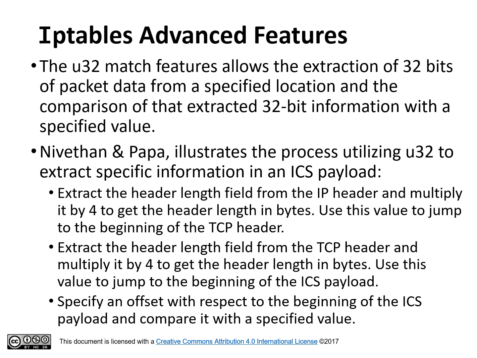Number 1, extract the header length field from the IP header and multiply it by 4 to get the header length in bytes. Use this value to jump to the beginning of the TCP header. Number 2, extract the header length field from the TCP header and multiply it by 4 to get the header length in bytes. Use this value to jump to the beginning of the ICS payload. Number 3, specify an offset with respect to the beginning of the ICS payload and compare it with a specific value.